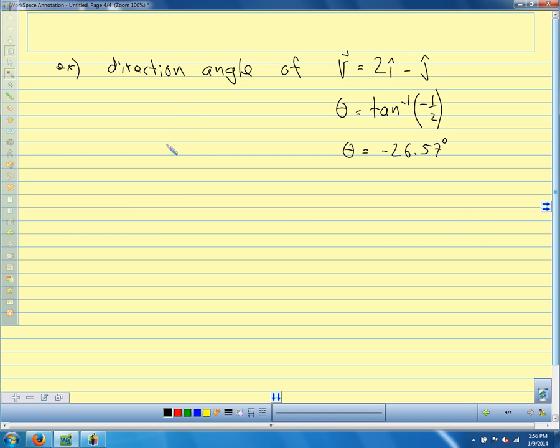Yeah, it is. Usually in vectors you're in degree mode. Yeah.